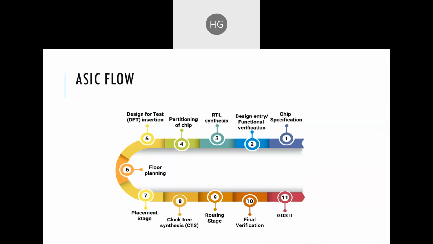Okay, so coming to the ASIC flow. ASIC is basically an application specific integrated circuit. There are two flows which are common in VLSI: one is the ASIC flow, and one is the FPGA flow. I'll talk about the ASIC flow because it is more fundamental. I'll talk about FPGA in the later part.